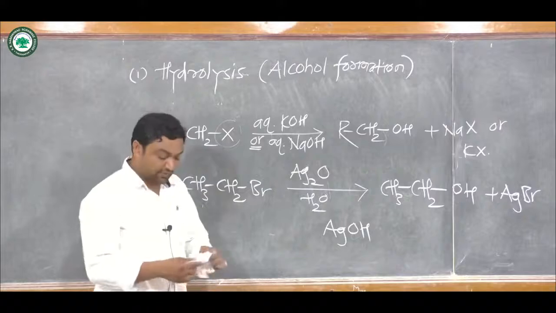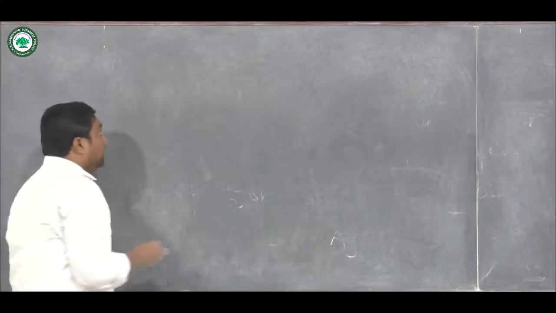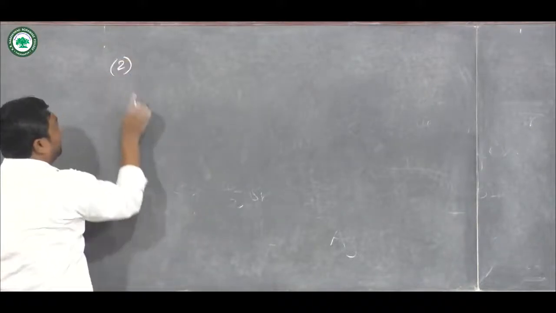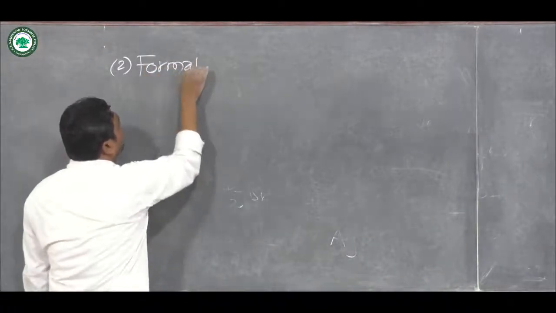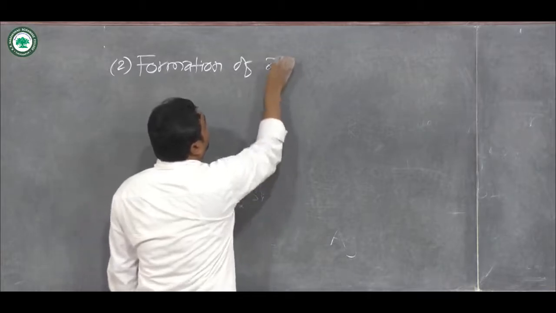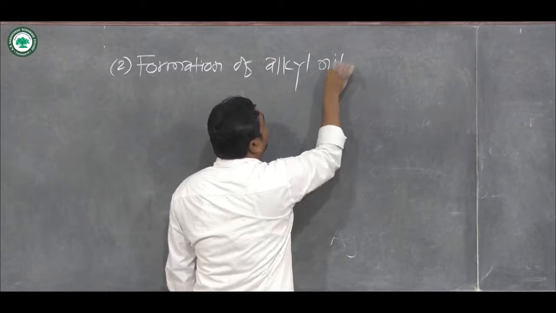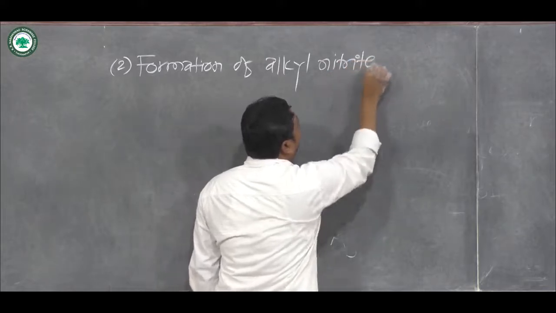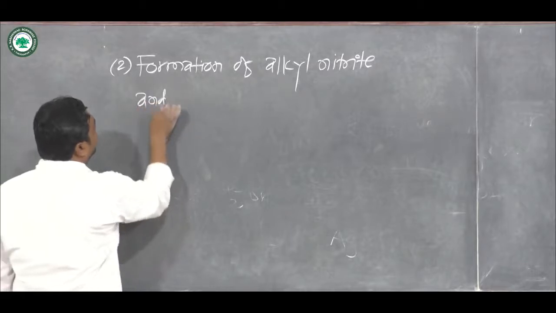Now the second reaction of this chapter: formation of alkyl nitrite and nitroalkanes.